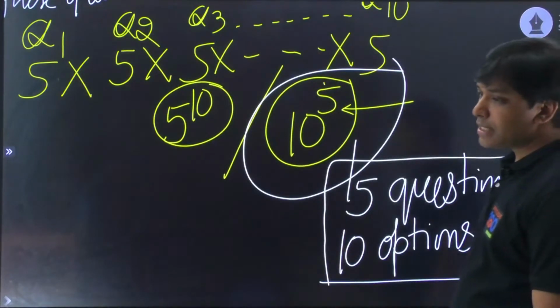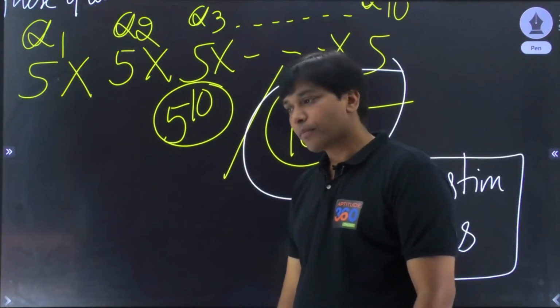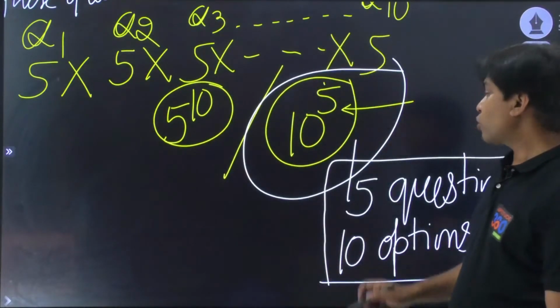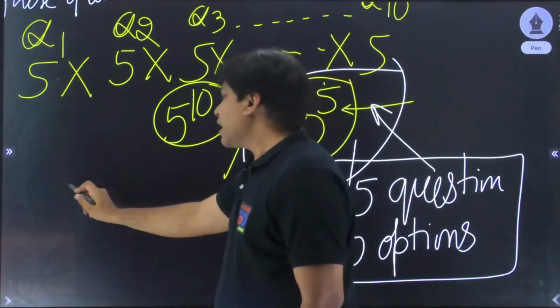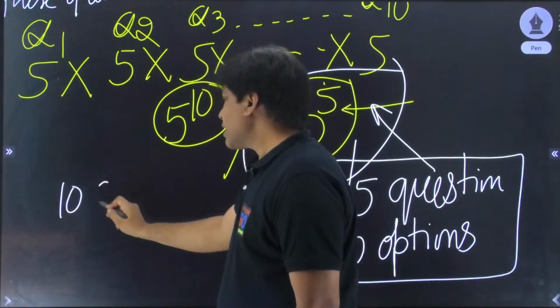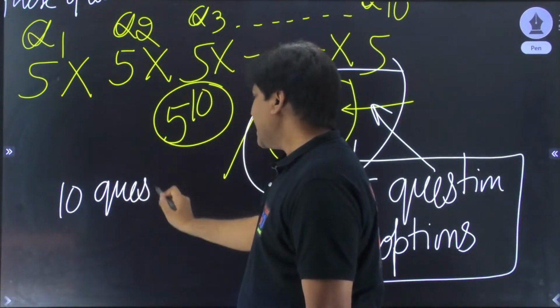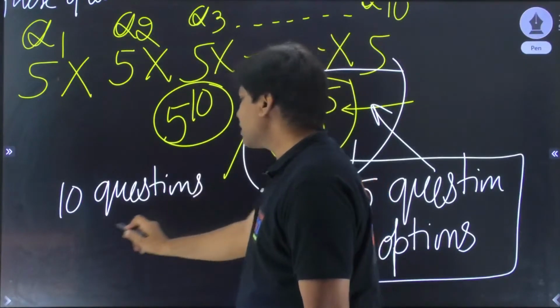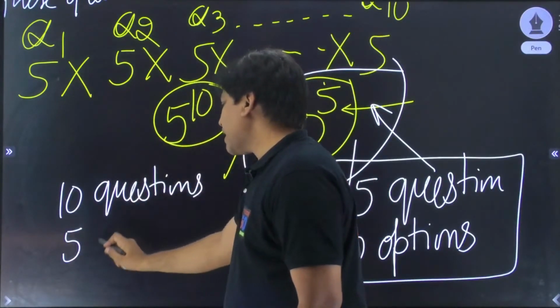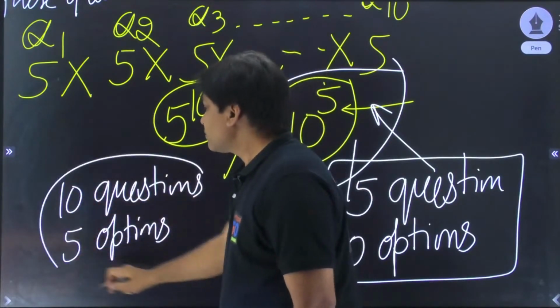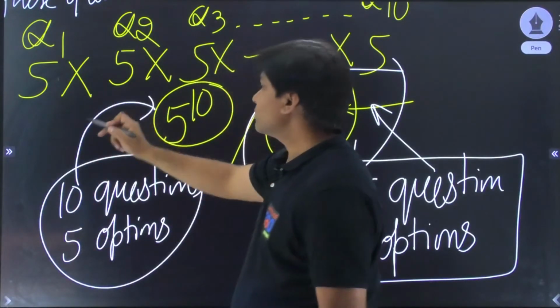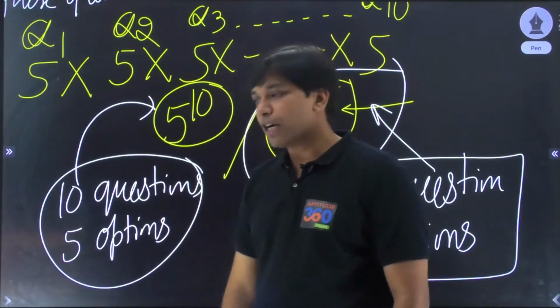Are we clear with this? So if this is the problem, this is the answer. If you have got 10 questions, each having 5 options, then this is going to be the answer. Each having 5 options. Are we clear with this?